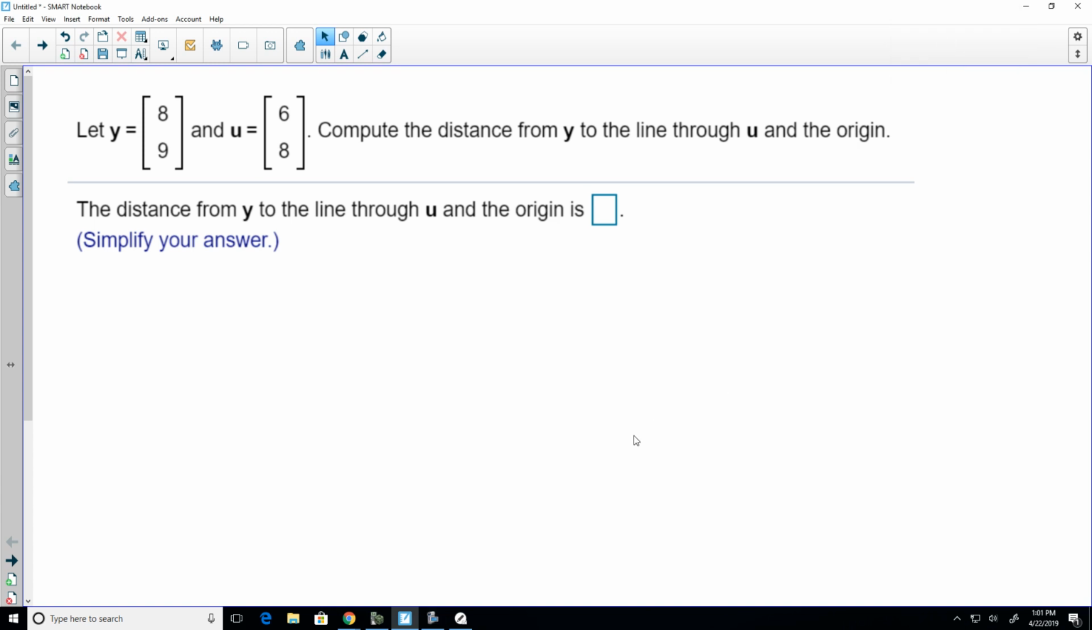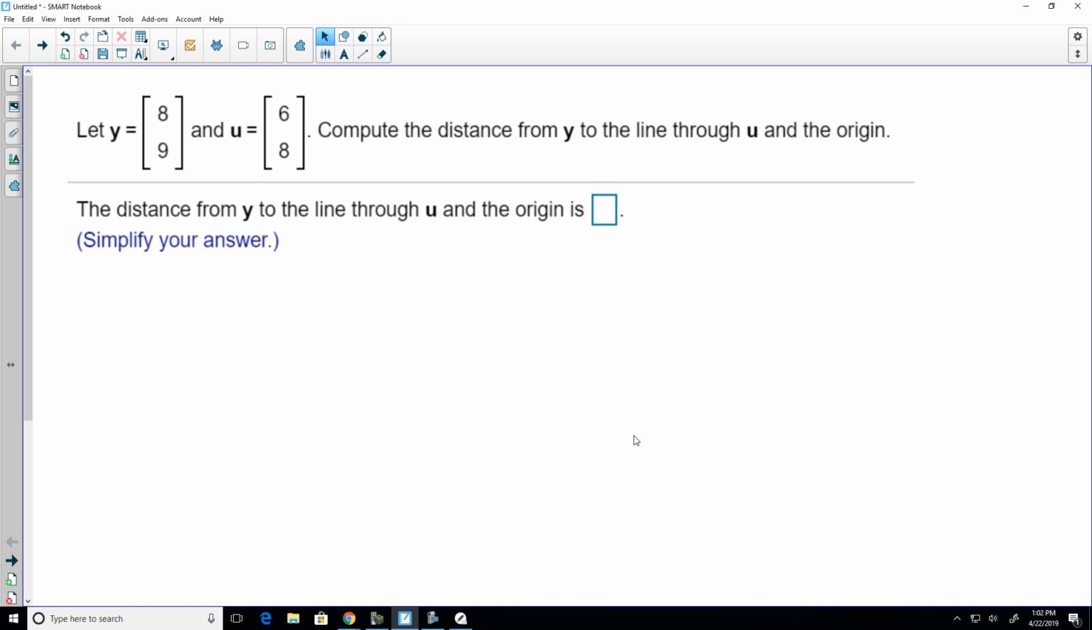All right, we have a request. This is 6.2, number 5. So we have vector y, we have vector u. It says compute the distance from y to the line through u and the origin.